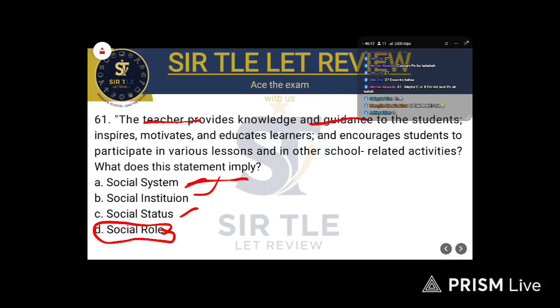Bakit? Yes, sure. Okay, wag kayong matakot. The answer here is letter D, social role, because sinasabi ng statement na kung ano yung gagawin ng isang teacher. Okay? That is why the answer here is letter D. Klaro ba tayo dyan, mga cheers?